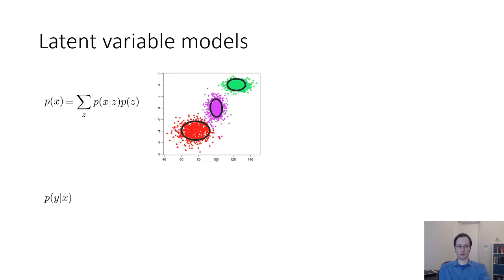Z is a categorical variable that takes on one of three values corresponding to the identity of the cluster, and x is a two-dimensional continuous variable corresponding to the actual location of the point.